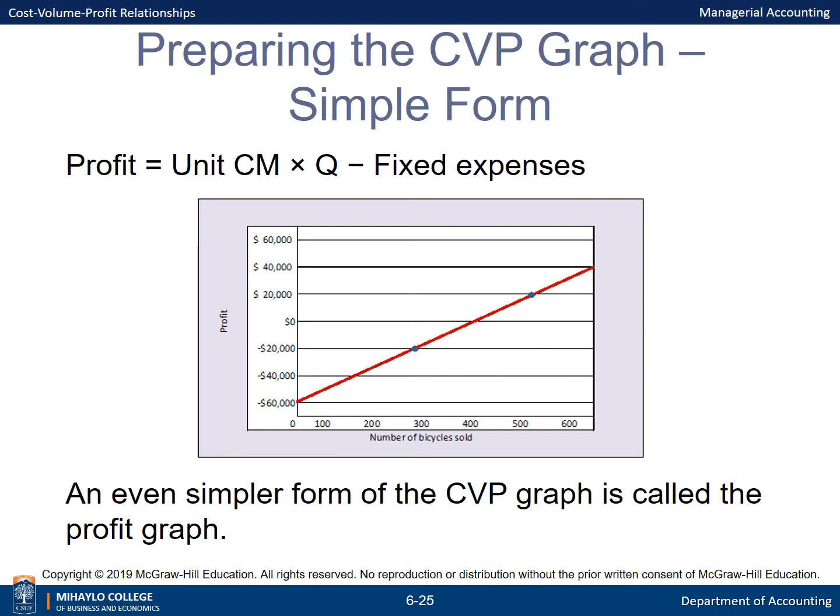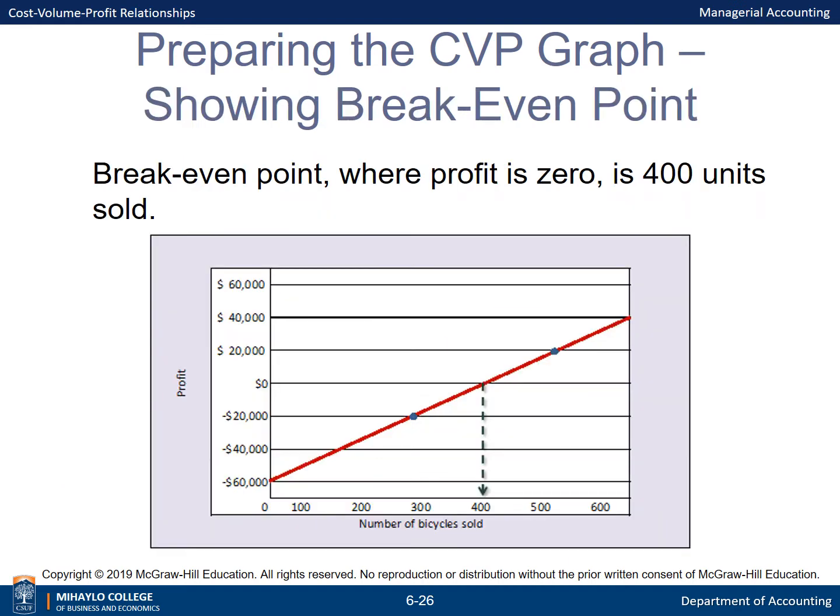An even simpler form of the CVP graph is called the profit graph. The graph is based on the equation profit equals unit CM times Q minus fixed costs. The break-even point, where profit is 0, is at 400 units sold.